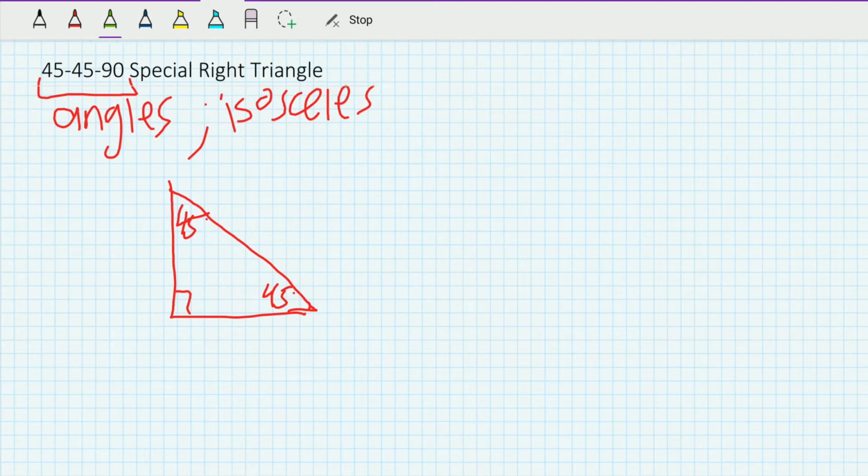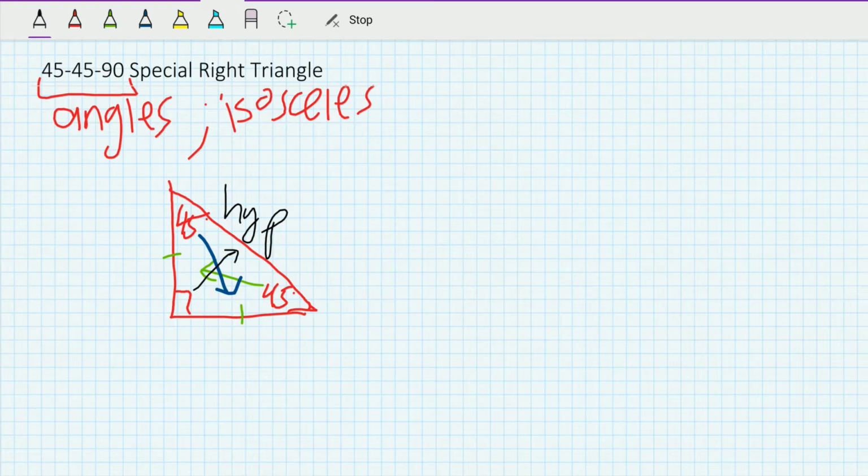Since this is an isosceles, I already know that these two sides are congruent. And if you really want to think about why, it's the sides that are opposite the 45 degree angles. Let me change color so you can tell. Those two sides are congruent. That's why I have the little tick marks. And then obviously we still have the hypotenuse side, which is opposite the 90 degrees.